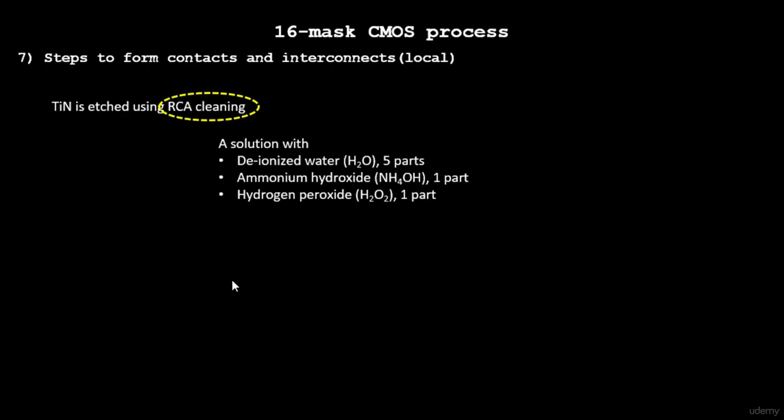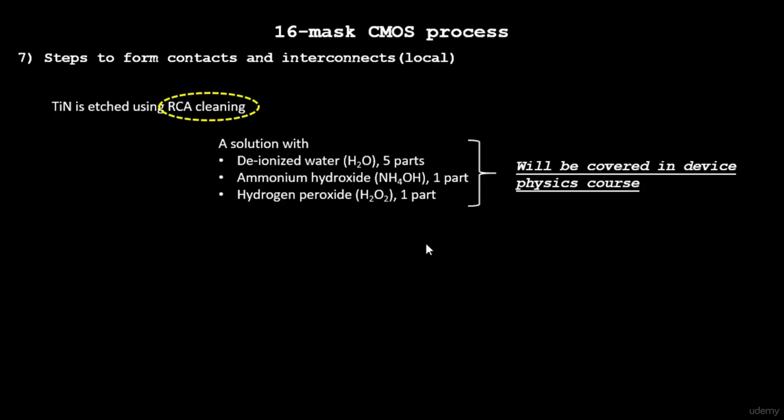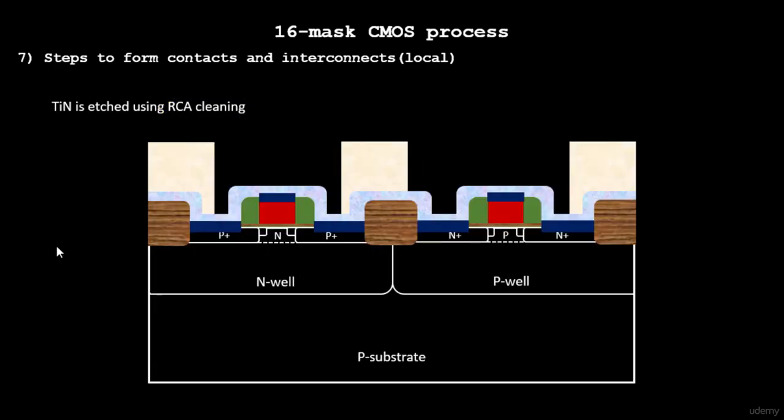Okay, so similarly we'll do the next thing also. This is called the N plus implant, and now we'll do the same thing for the P-type, for the PMOS as well. So we'll have a mask 10 now. So we are closing in on 16 masks. So this is the mask 10.